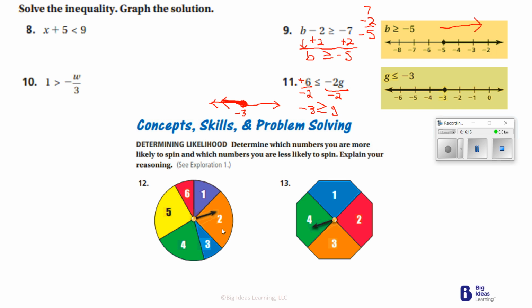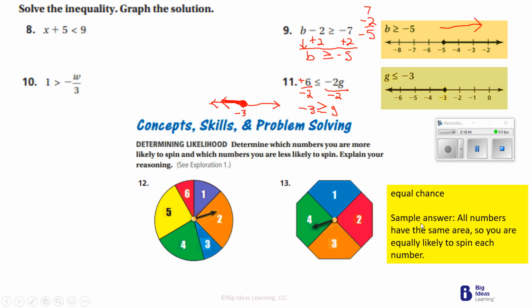Unlike over here, where you could tell it's probably more likely you're going to land on 4, 2 and 5 because they're bigger spots than 1, 6, and 3. But over here, since all of them are the same, you have an equal likely chance of landing on every one of these because the area of each of these is the same. So equal chance. All numbers have the same area, so you are equally likely to spin each number.